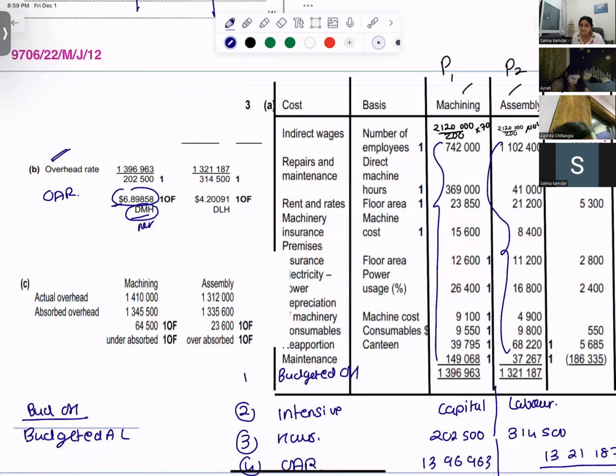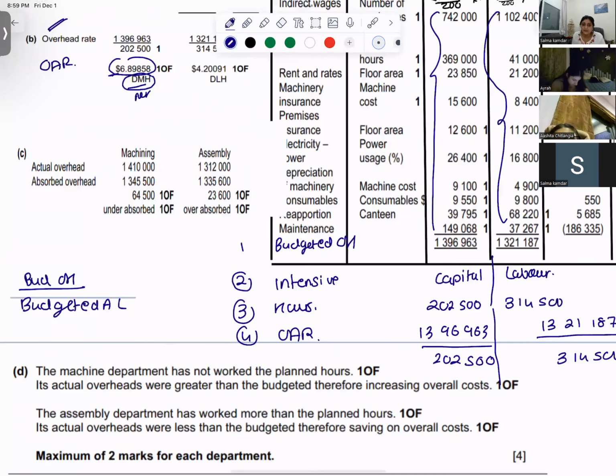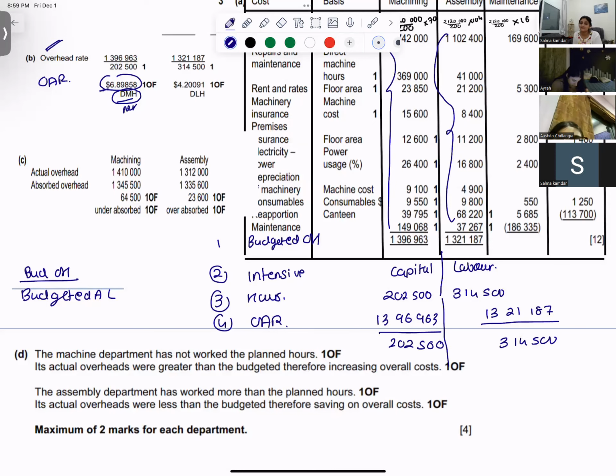Then you'll find whether it's over absorbed or under absorbed. You will find the OAR. How do you get the OAR? Budgeted overheads upon budgeted activity level.